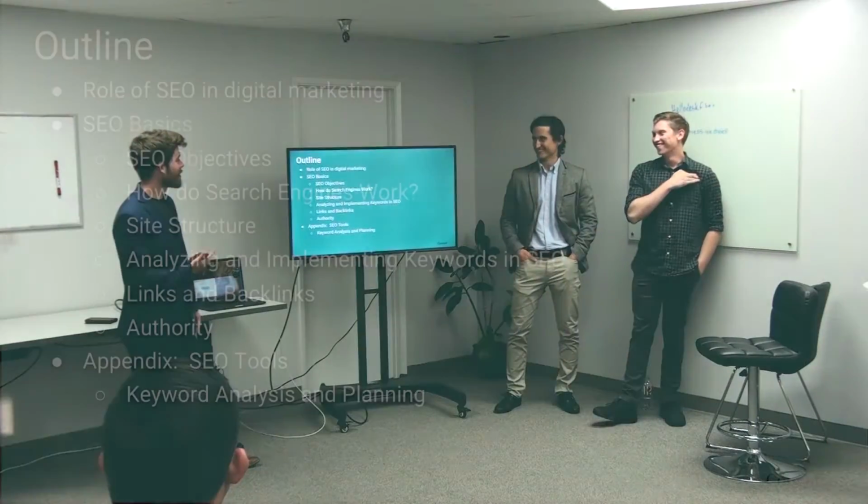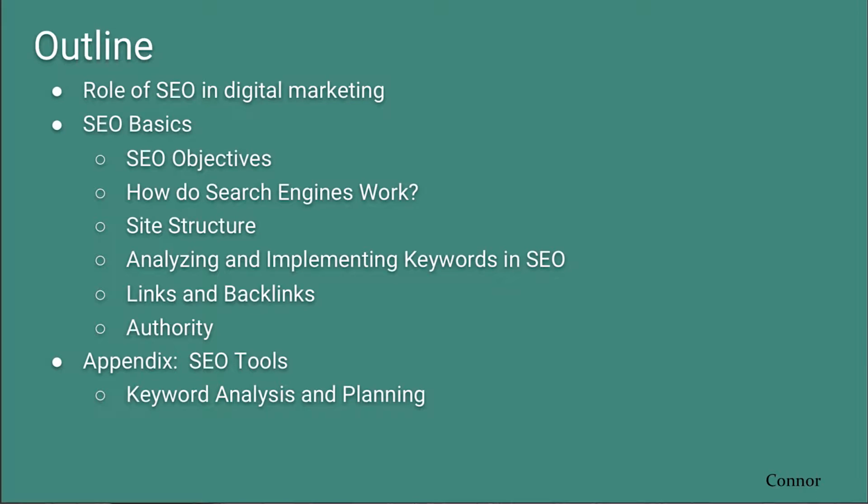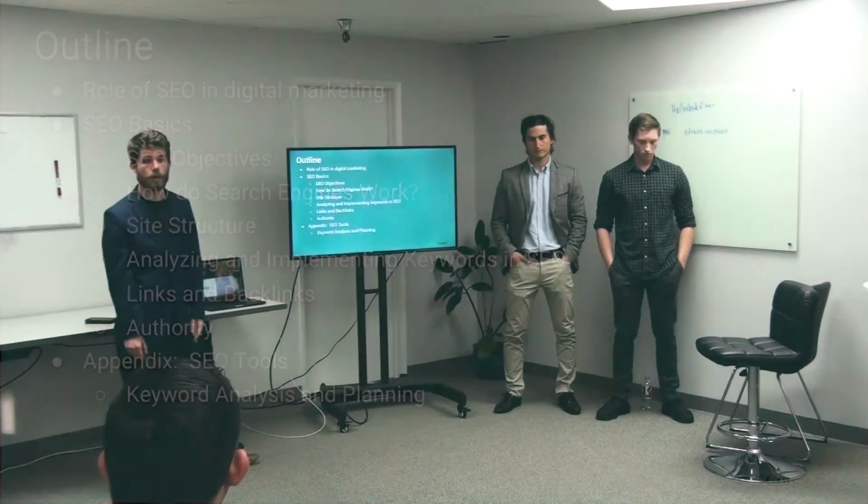So the outline for today, we'll be going over the role of SEO in digital marketing, basics, as you see them here, just the general objectives, how search engines operate in the modern day, site structure, analyzing and implementing keywords in search engine optimization, what links and backlinks are, page speed, authority, and then an appendix of tools that you may find useful for auditing your own website.